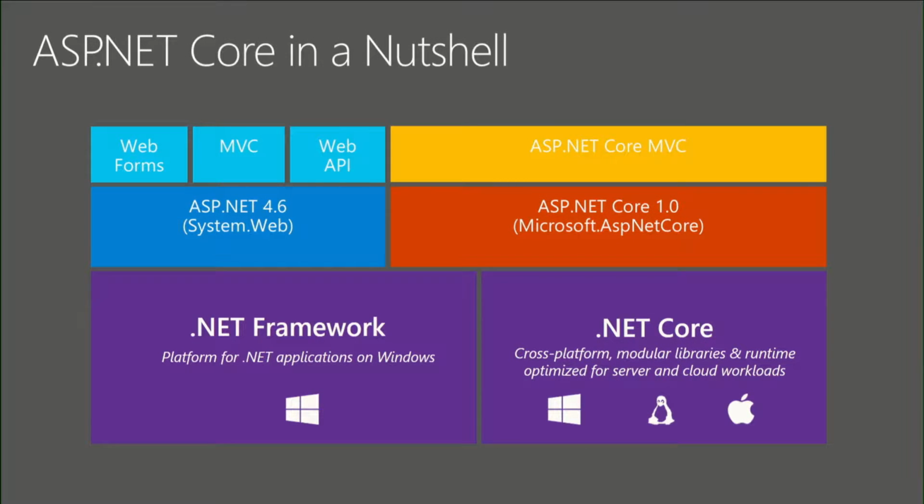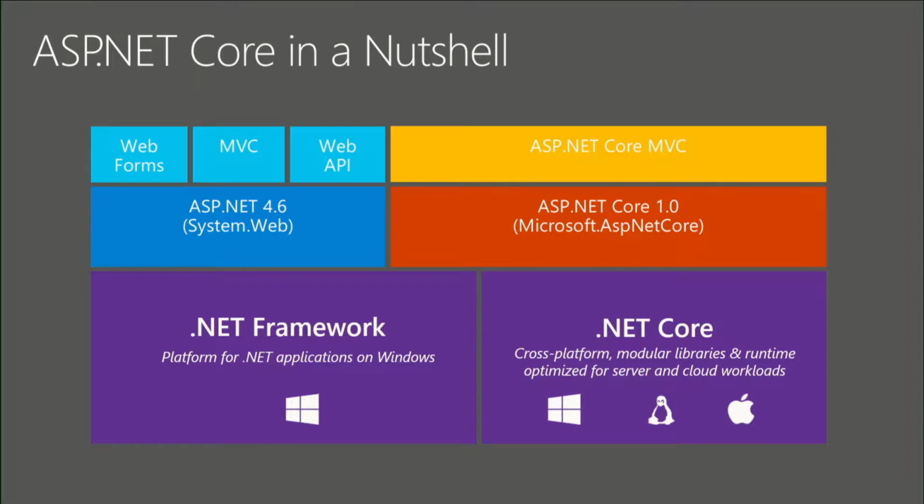This is what ASP.NET Core looks like in a nutshell. On your left-hand side, at the bottom, you see we have the existing .NET Framework. This is a Windows component. It has lots of mature and great functionality in it, but it only runs on Windows. On top of that, we have system.web.dll, or ASP.NET 4.6, and a variety of application frameworks that we built over the years on top of system.web, like Web Forms, MVC, Web API, SignalR, Identity, and so forth.